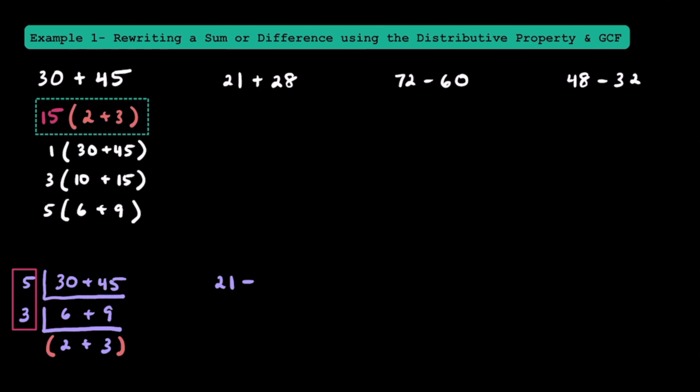Let's try 21 plus 28 now. Think about your times tables and what common factors we may have. If you were thinking of 7, good job. 7 goes into 21 3 times, and it goes into 28 4 times.